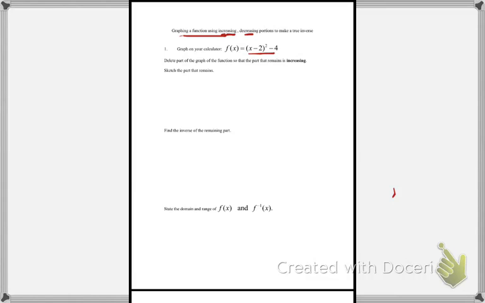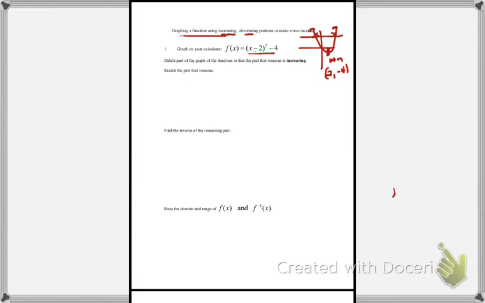Now you know from your transformations we have a graph of a parabola that is going 2 to the right and 4 down. The minimum point, and you can do the minimum on your calculator as well, the minimum point is (2, -4). If we gave this parabola a horizontal line test, it would fail.